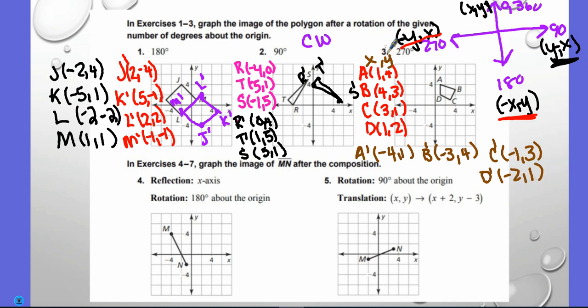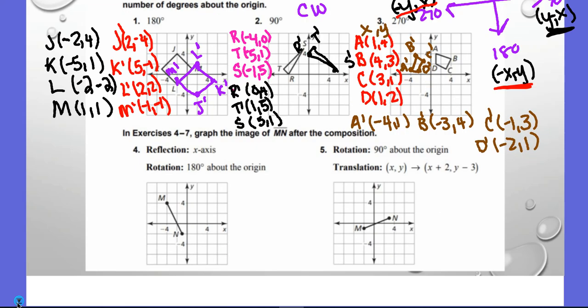And then we're going to plot these. So negative 4, positive 1, that's A prime. Negative 3, positive 4, that's B prime. Negative 1, positive 3, C prime. Negative 2, positive 1, and there is D prime. Okay, and we rotated that 270 degrees about the origin.